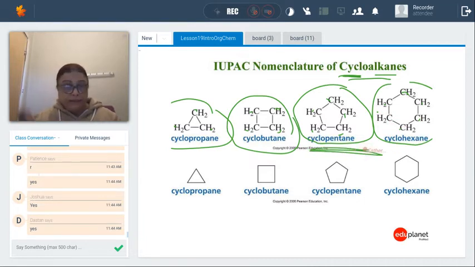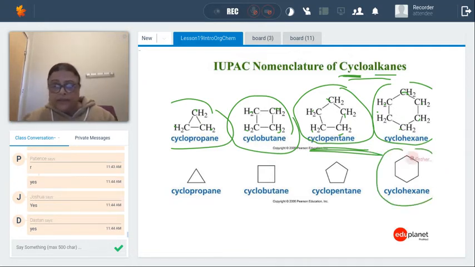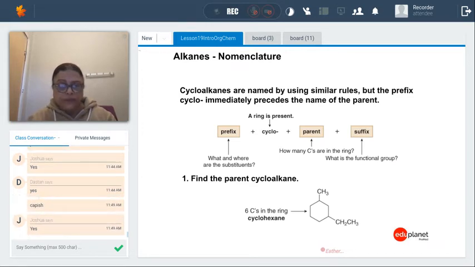And I can draw it like this if I have patience and time, which I don't. This is how we draw cyclohexane. 1, 2, 3, 4, 5, 6. This is how we draw cyclopentane. 1, 2, 3, 4, 5. This is how we draw cyclobutane. 1, 2, 3, 4, etc. So when I have a ring, I add cyclo. Capish? Cyclo. So when you have a structure that is closed, it is a cyclo.